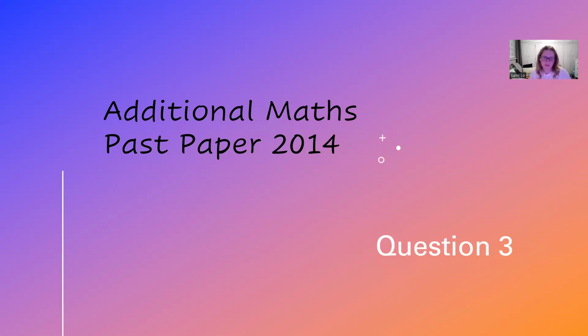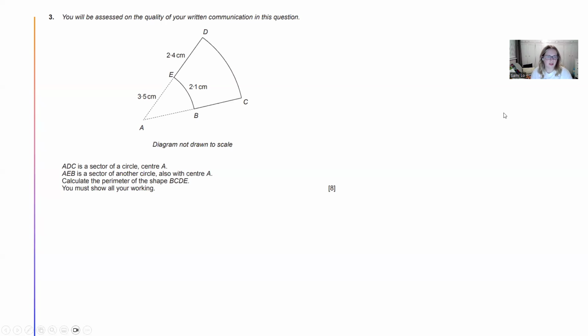This is the additional maths paper 2014 and we're looking at question 3. In this question, it requires you to have a bit of knowledge about some key formulas. So in GCSE, you would have learned the circumference formula. So remember, the circumference of a circle is pi times its diameter.